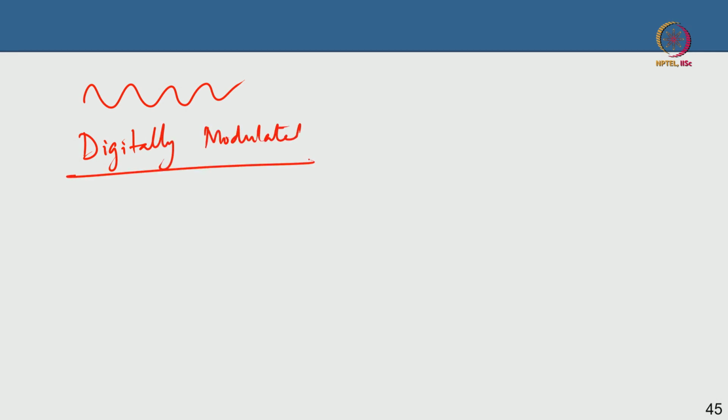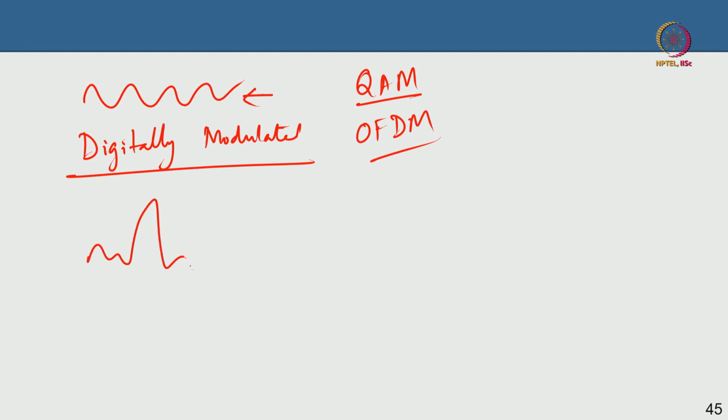Which means you are going to put some digital modulation scheme on top of this RF wave, things like quadrature amplitude modulation or orthogonal frequency division multiplexing. We are not going to talk about these schemes, but these are modulating schemes, multiplexing schemes, you can say. So what happens is your signal will have different intensity and different frequencies.